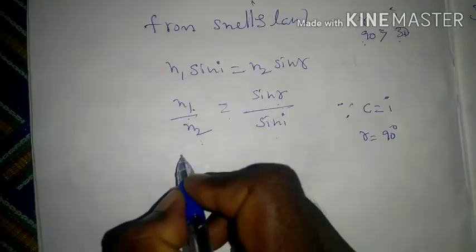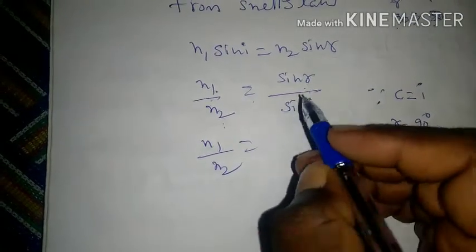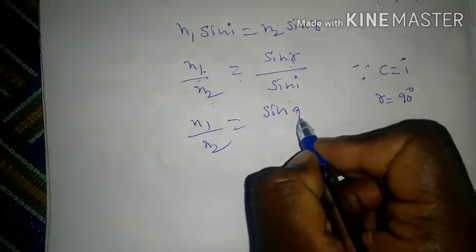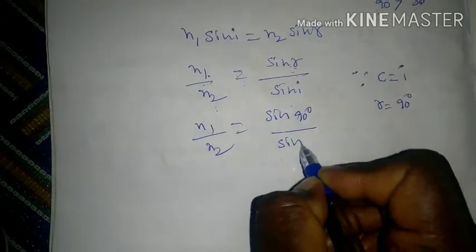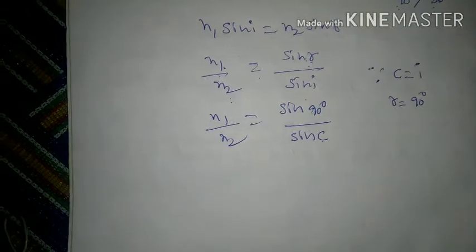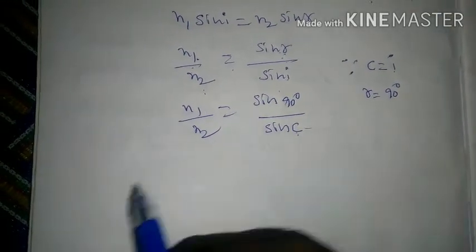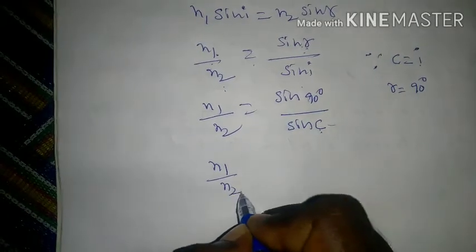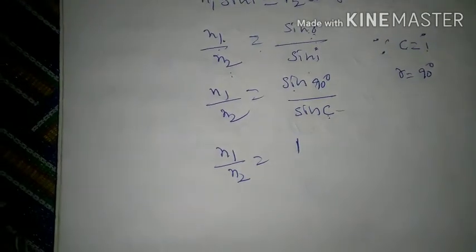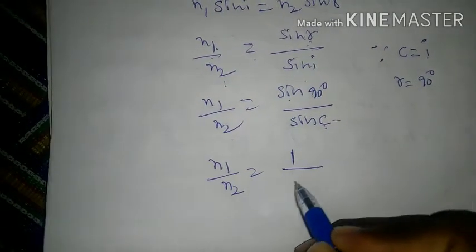Next, n1 by n2 is equal to sin R. R is 90 degrees, by sin I, and I means C. C means critical angle; the critical angle is equal to the angle of incidence. So n1 by n2 is equal to sin 90 degrees, whose value is 1, by sin C.